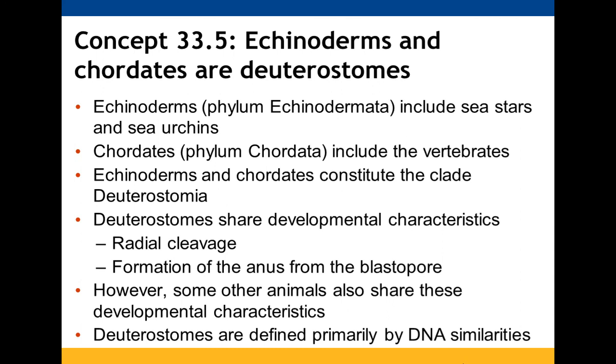Echinoderms and chordates. Echinoderms are your sea stars and your sea urchins. The chordates are all your vertebrates. That'll be in chapter 34. They make up the clade Deuterostomia. Characteristics that are found in that clade are radial cleavage and formation of the anus from the blastopore. There are other animals that share these similarities, so surprise, surprise, these are defined by their DNA.